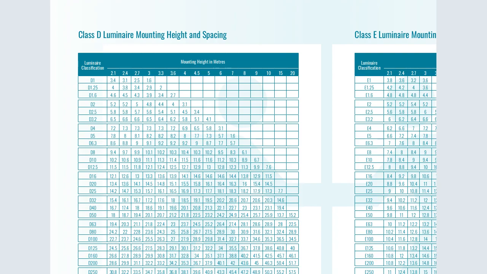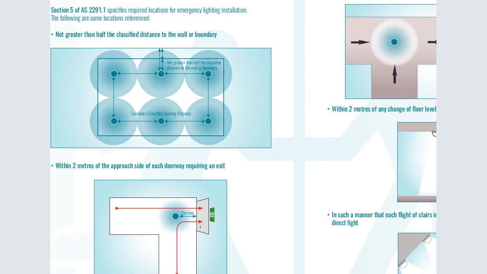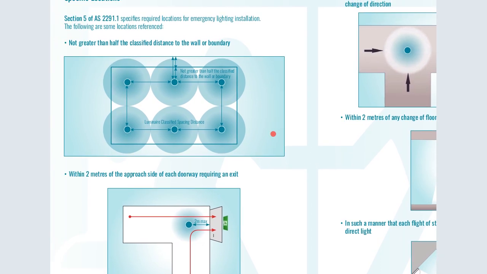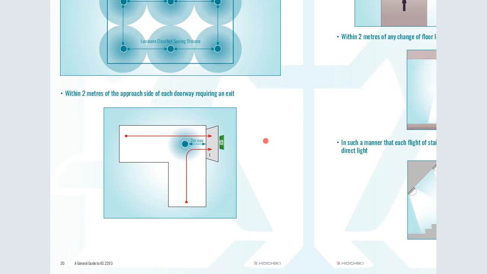Those are the codes and the heights for specific luminaires. And now, within 2 meters of the approach side of each doorway requiring an exit. For example, the distances are not greater than half the classified distance of the wall or boundary. The location of the distances, assume these are the lightings. So they have to take a specific distance that they're supposed to be installed. That is a maximum of 2 meters within 2 meters of the approach side of each doorway requiring the exit.